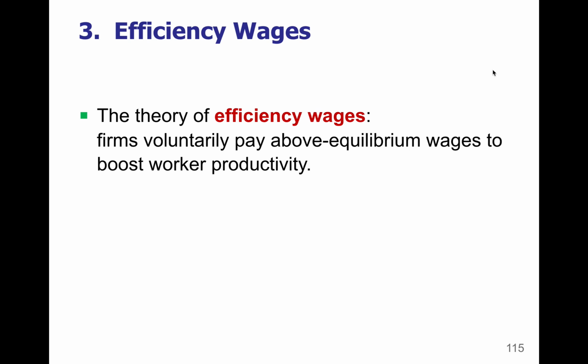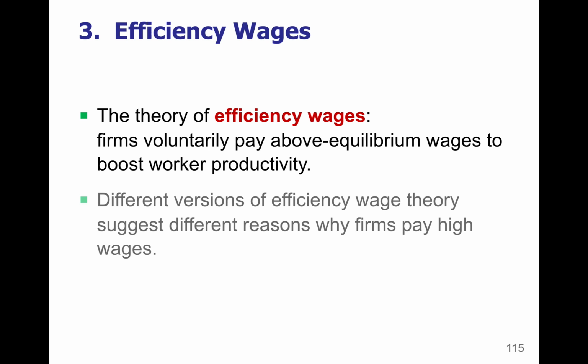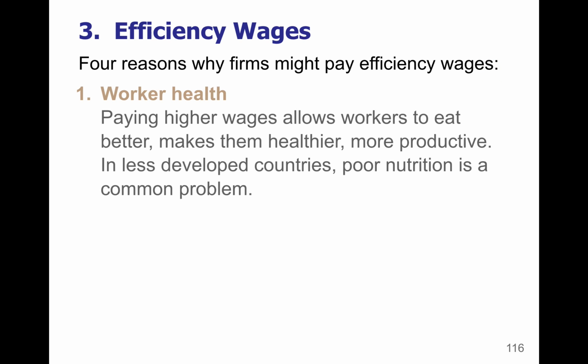So we're going to go through some of the benefits of efficiency wages. There are lots of reasons why a company would pay more than they need to, and there are different theories of efficiency wage theory and various reasons. We're just going to go through 4 of them. These are 4 that tend to be beneficial to businesses, regardless, again, of whether it's minimum wage, unions, or efficiency wages. The first one is worker health.